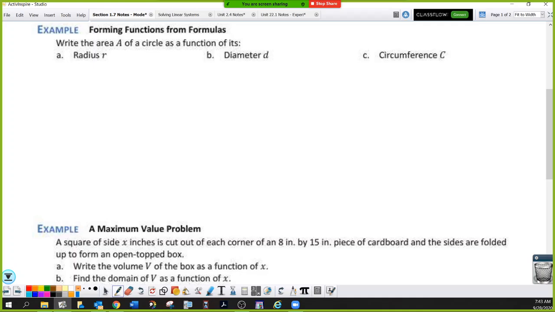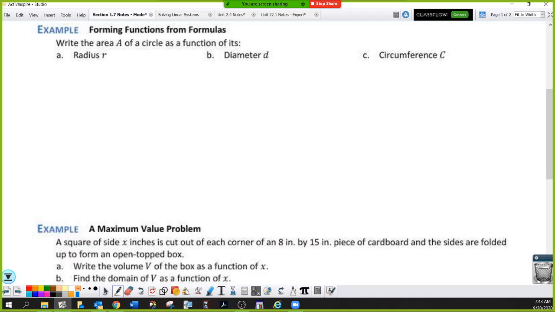Let's form some functions from formulas. Now, we kind of already did this when we were doing the composition stuff. Remember we were talking about the angioplasty balloon? You guys remember that? We had the volume of the sphere, and what we did is we solved for its radius. It's that same kind of stuff.